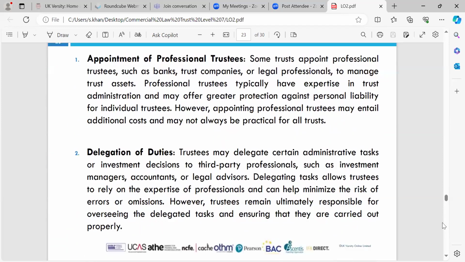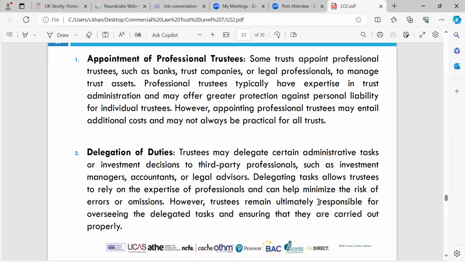Appointment of professional trustees. Some trusts appoint professional trustees, such as banks, trust companies, or legal professionals, to manage trust assets. Professional trustees typically have expertise in trust administration and may offer greater protection against personal liability for individual trustees. However, appointing professional trustees may entail additional costs and may not always be practical for all trusts.